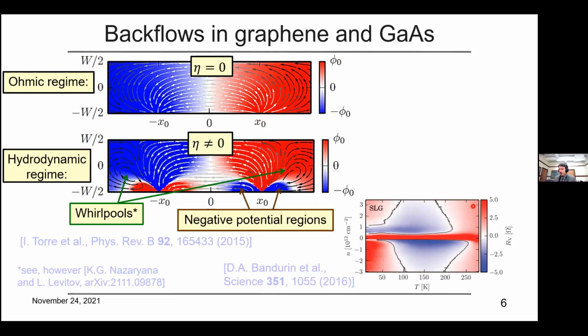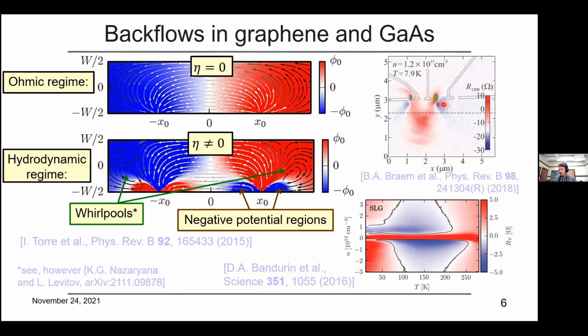Finally, the formation of negative potential regions was visualized in gallium arsenide heterostructures. You can see here. Indeed, near contacts, one can see regions where the voltage drop changes. Here, in view of the resemblance to the theoretical prediction, these people claimed that they observed electron hydrodynamics in gallium arsenide heterostructures.